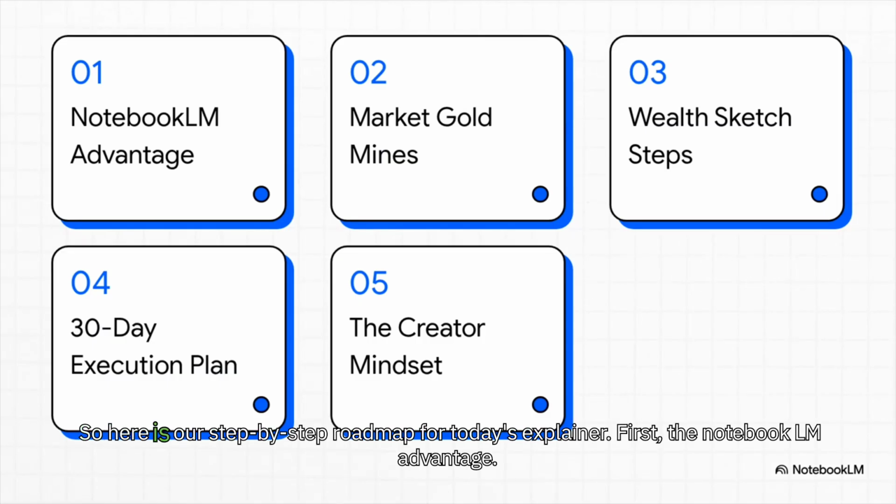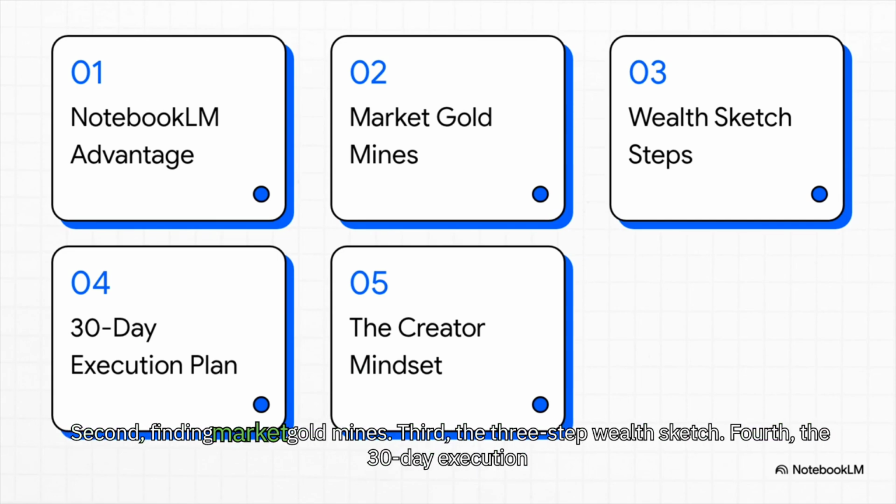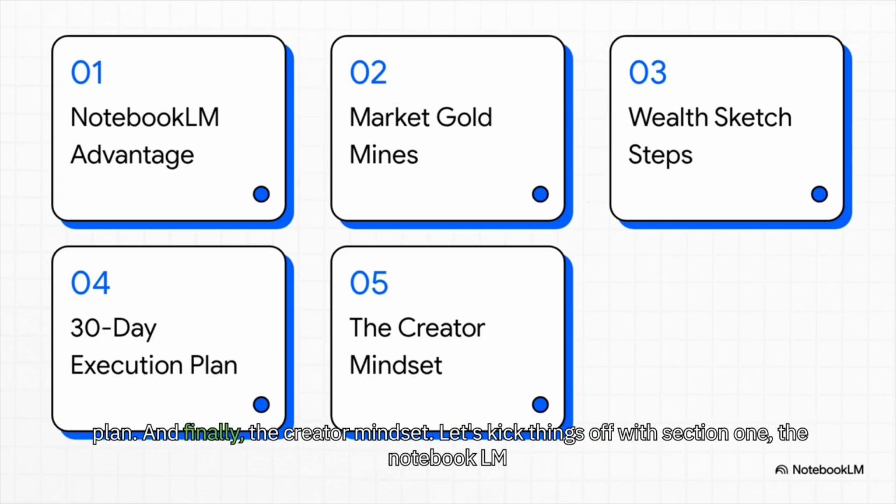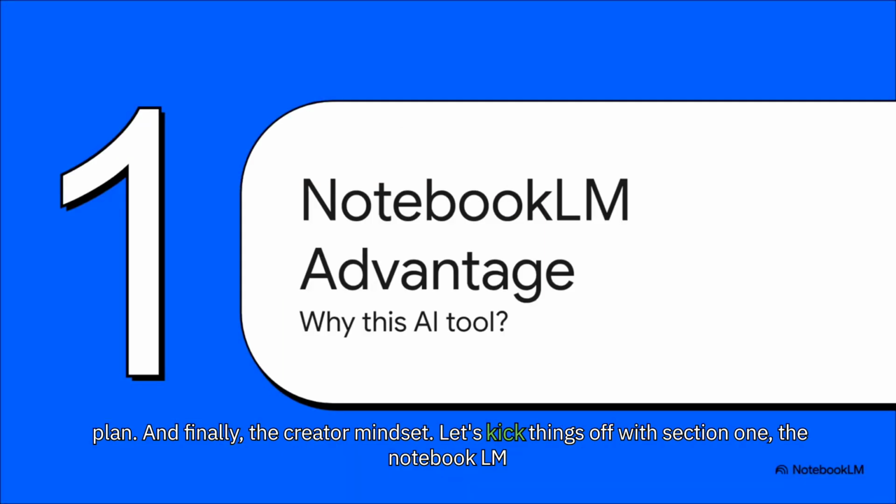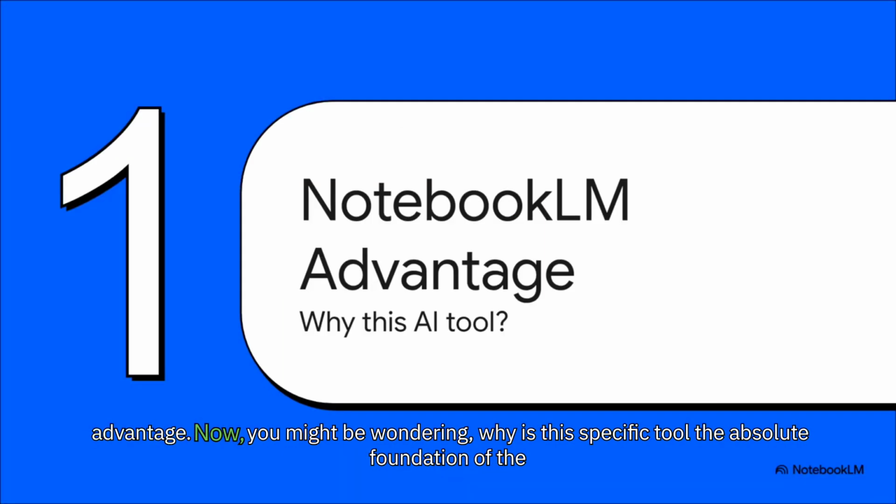So, here is our step-by-step roadmap for today's explainer. First, the NotebookLM advantage. Second, finding market gold mines. Third, the 3-step wealth sketch. Fourth, the 30-day execution plan. And finally, the creator mindset. Let's kick things off with Section 1, the NotebookLM advantage.